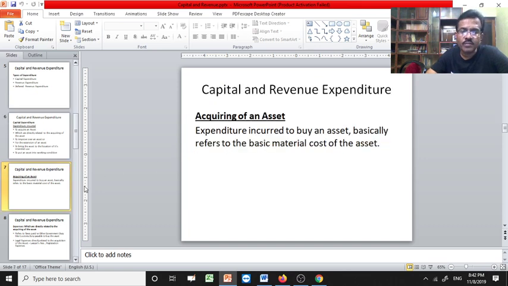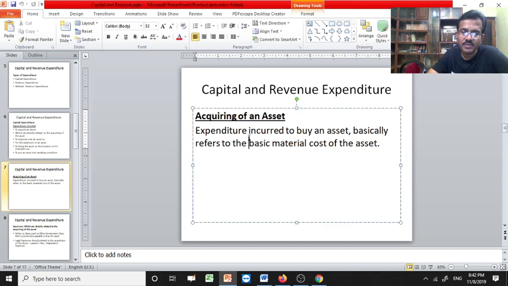One is the acquiring of an asset. So it is basically the basic cost of the asset, the price of the asset, the main price of the asset. Okay, so there is nothing to be explained over here. It's basically the price.